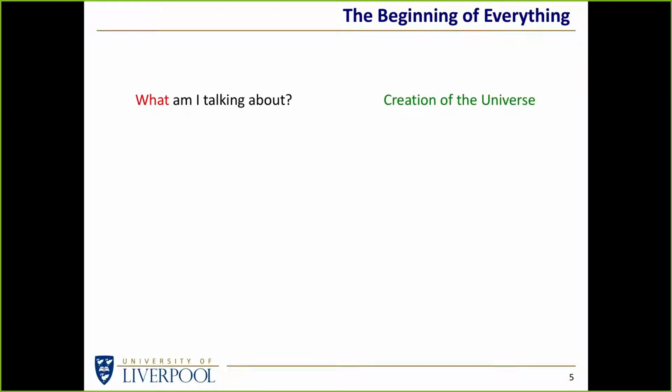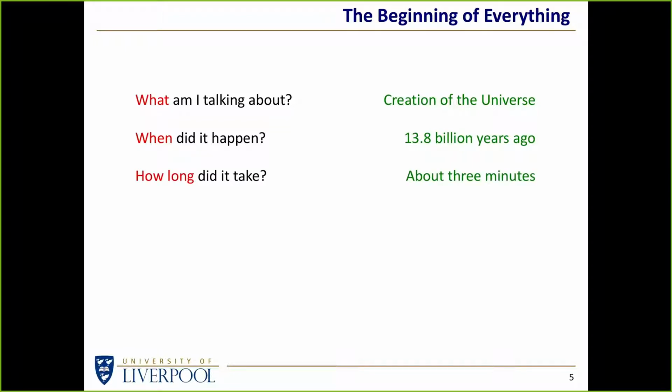So what am I talking about? I'm talking about the creation of the universe. When did it happen? It happened 13.8 billion years ago. How long did it take to make a universe? Well, roughly speaking, it took about 3 minutes, and we'll see why that number crops up a little later.